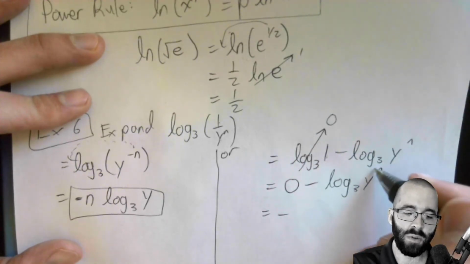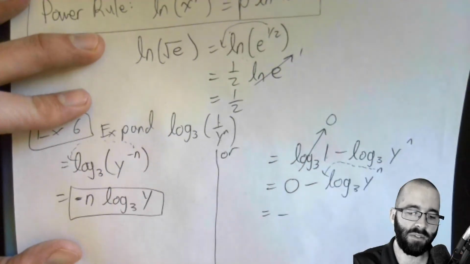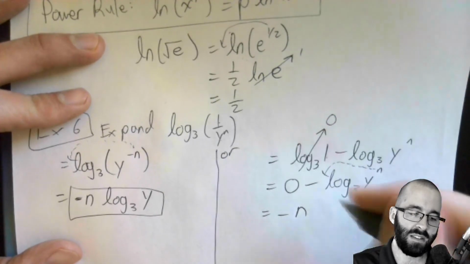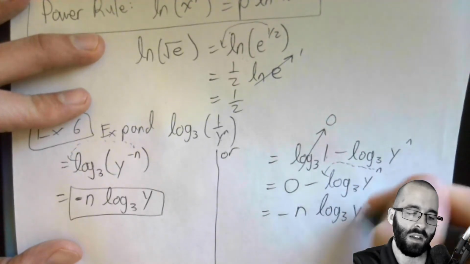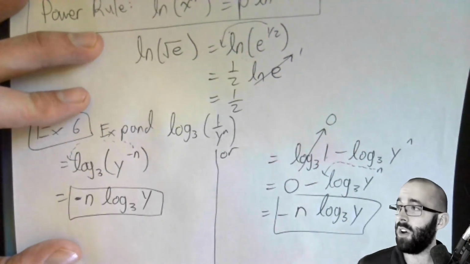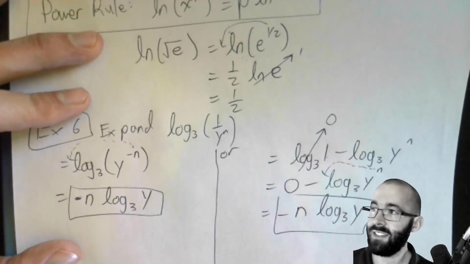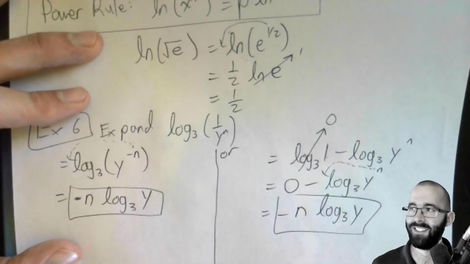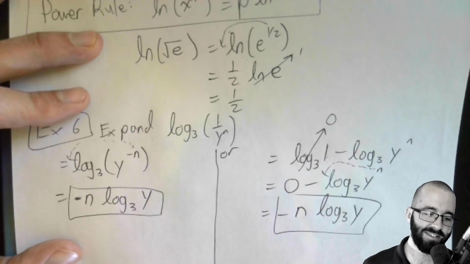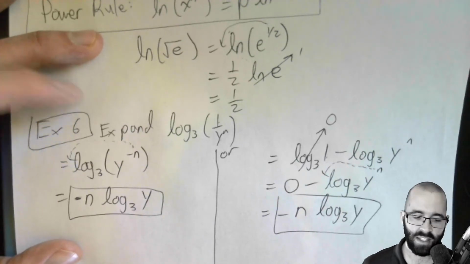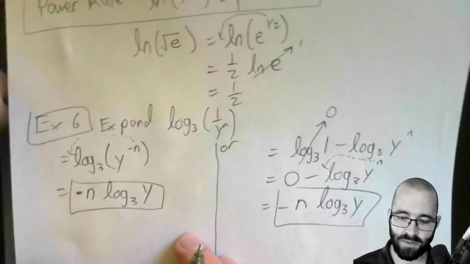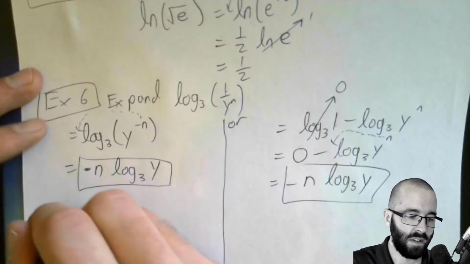Again, use the power rule. N says, ooh, let's come out in front. We get 0 minus n log base 3 of y. And we solved this problem in 2 different ways. Hopefully we got the same answer. All right. That's one way to use the power rule. And we can go the other way.